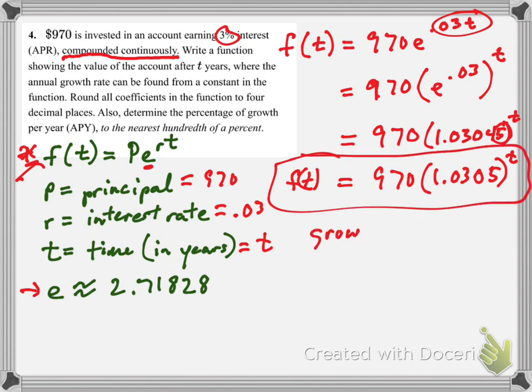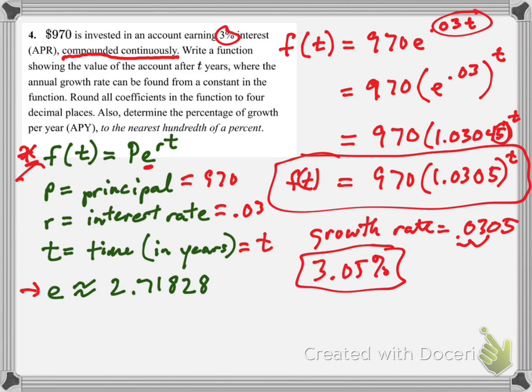My growth rate, okay, is 0.0305, 2 to the right, so it's 3.05%. Okay, the reason why I did 4 examples is because I wanted to show you the different compounding periods, okay, so that you can see what n is.